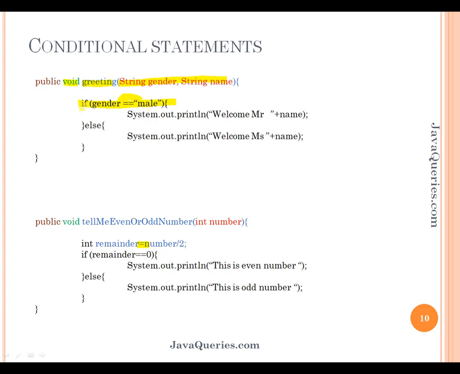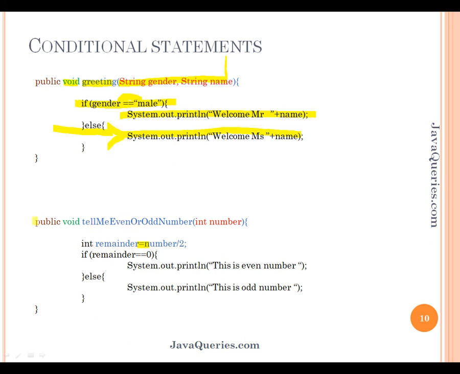If true, print what? System.out.println welcome Mr. whatever the value that is present in the name. For example, let's say we have javaqueries.com, it will print welcome Mr. javaqueries. And if, for example, the gender value that is stored is female, you will say system.out.println for that. So that means if it is a true condition, it goes here. If it is a false condition, it goes here.